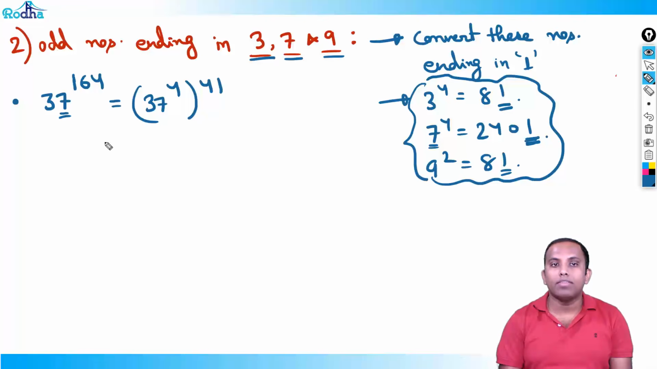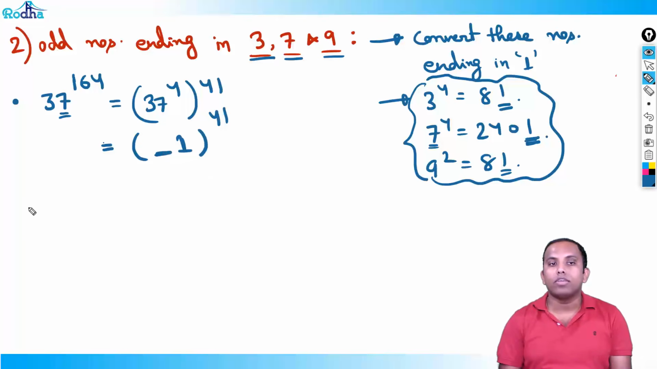That means the number inside the bracket is ending in 1, and I have the power also, right? But I just need the tens digit, then I can use that shortcut: tens digit multiplied by the unit digit of the power, right? So you just need to have this number here.